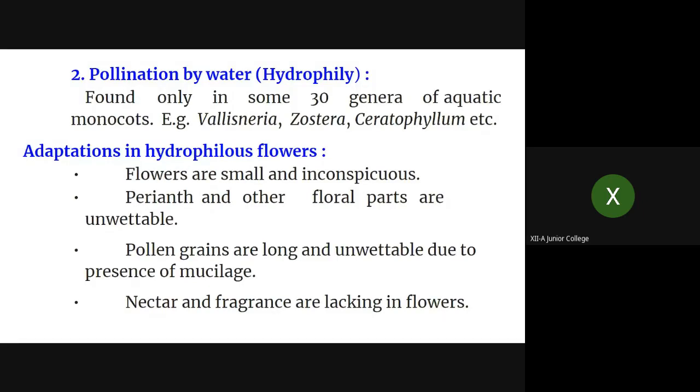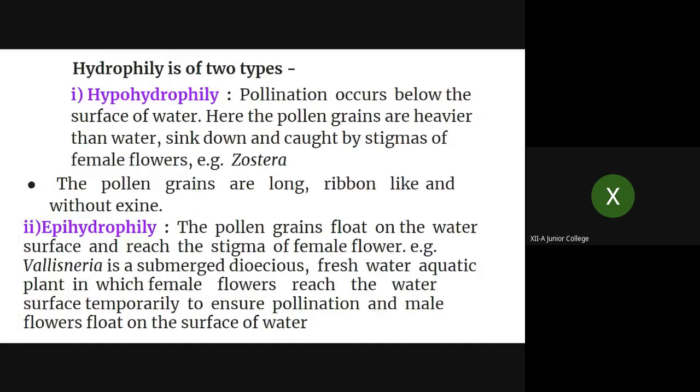Nectar is not required. Now there are again two types of hydrophily. Hydrophilous flowers are of two types. The first type is hypohydrophily and the second is epihydrophily. Now you know the meaning of hypo and epi. Hypo means below and epi means above. When the pollination takes place below the water surface, under the water, then that is called hypohydrophily. And when the pollination takes place by water currents above the level of water, then that is called epihydrophily.